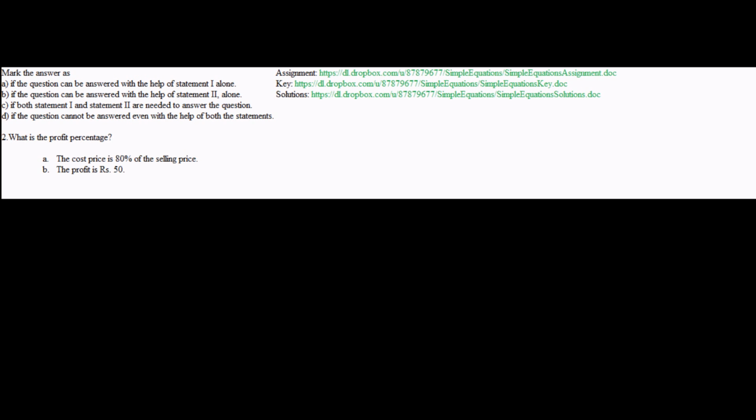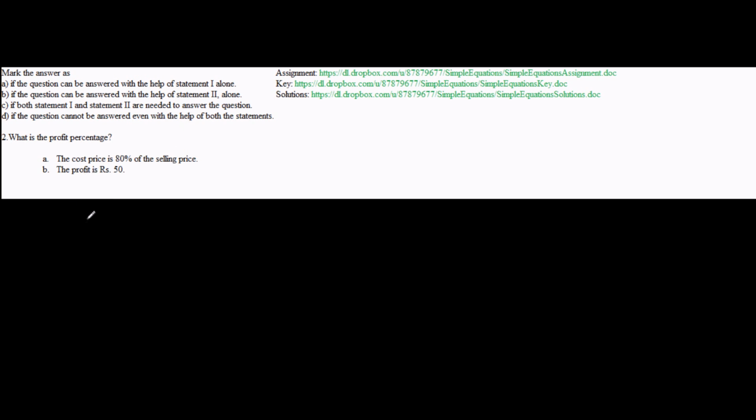Okay, so let's start. My question is, what is the profit percentage? I have to just find whether I can find the profit percentage using these two statements or not. I need not find the exact profit percentage to solve this question, because I just have to find whether it can be found or not. So let's read statement 1. Statement 1 says cost price is 80% of selling price.